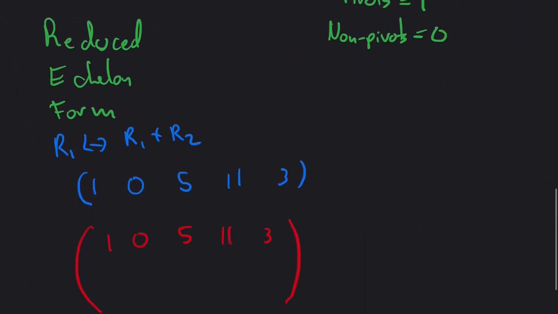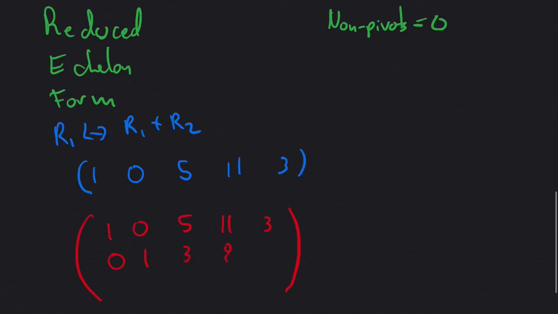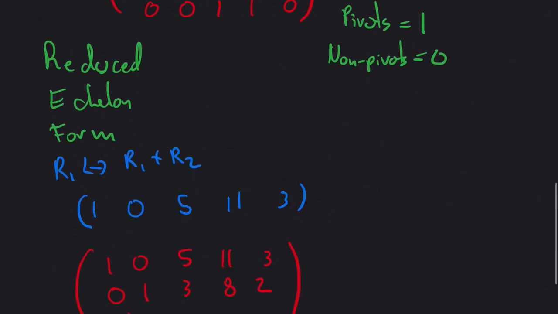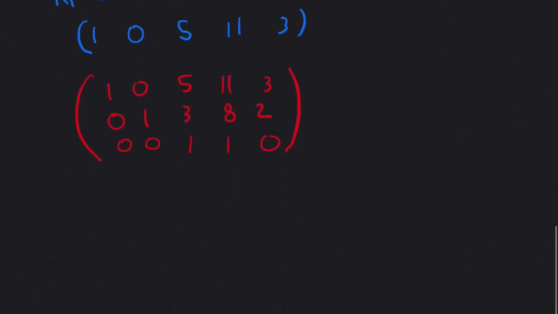My second and third rows are going to remain the same. So this will be 0, 1, 3, 8, and then 2. And then the last row is just 0, 0, 1, 1, 0. So again, my updated echelon form in here is looking better because the first two columns actually already satisfy the requirement of a reduced echelon form, which means I'm only allowed to have ones in the pivots and zeros everywhere else. Now the only thing that I have to do is I have to take care of this third column.